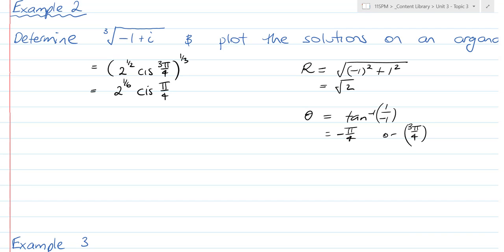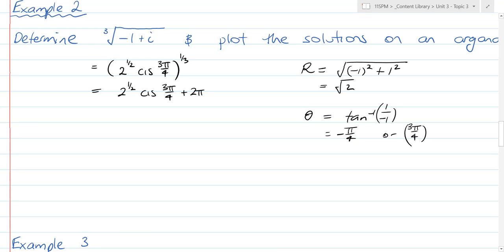But what I actually have to do is take a step back and realise that I could add 2 pi factors in here. So I could actually have 3 solutions. So what I'm going to actually change this, my apologies, I'm going to write this down as 2 to the power of a half, cis 3 pi on 4 plus 2 pi k. This is my generalised solution now. So I'm going to do that to the power of a third.